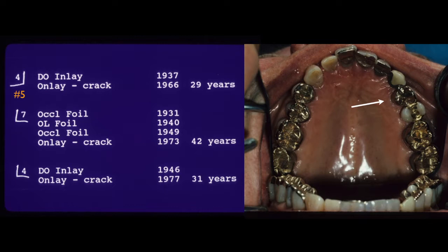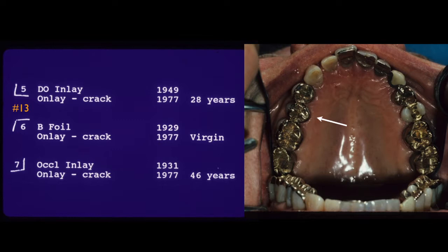Number 5 had a DO inlay in 1937, cracked in 1966, or 29 years post-op. Number 15 had an occlusal foil in 1931, another foil in 1940, another foil in 1949, and cracked in 1973, or 42 years after the first gold foil. Number 12 required a DO inlay in 1946. It cracked in 1977, or 31 years later.